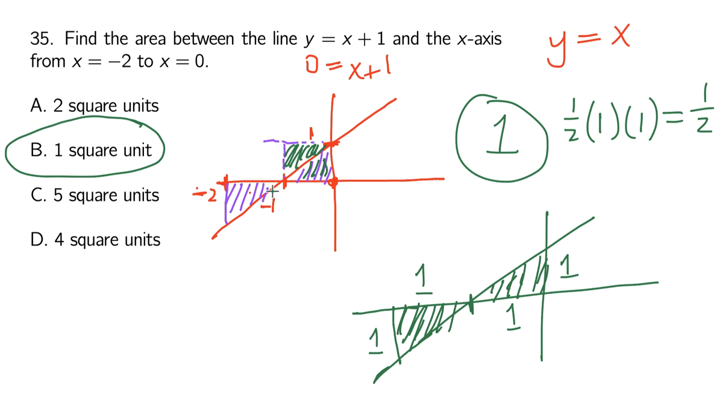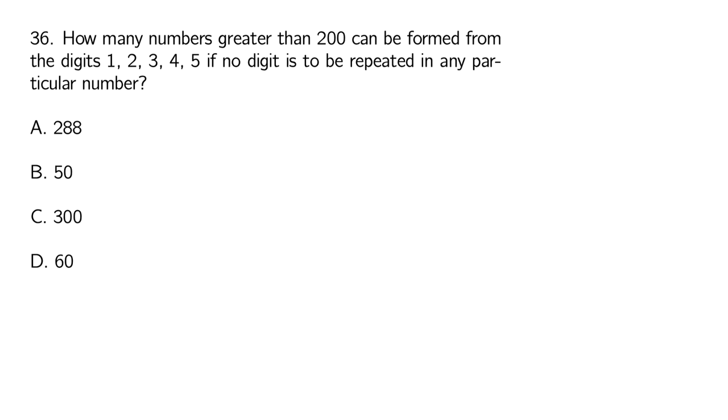The third thing you could do is to find the integral, but I don't think we really want to do that. This method, which you can get by just observing, is way faster and it helps you avoid doing an integral. So that's better. All right, let's go to number 36.